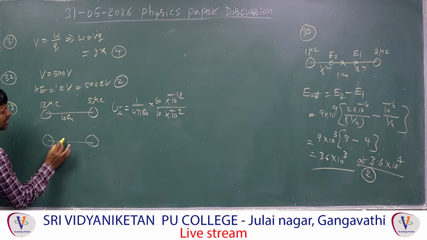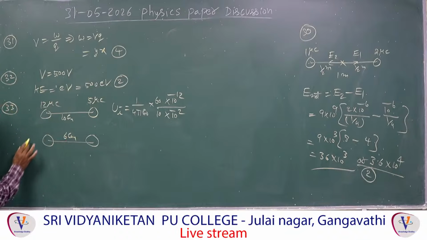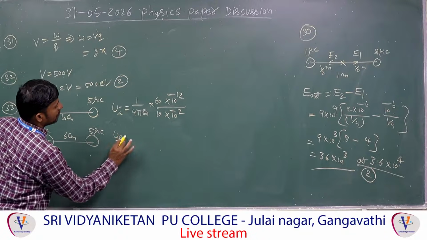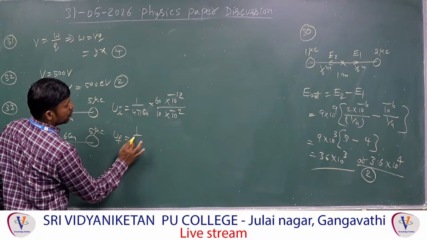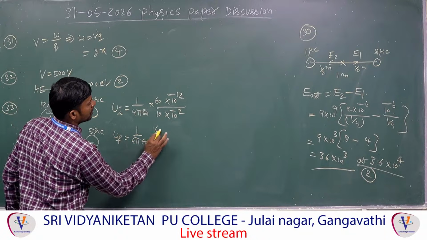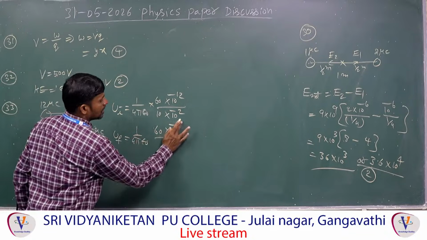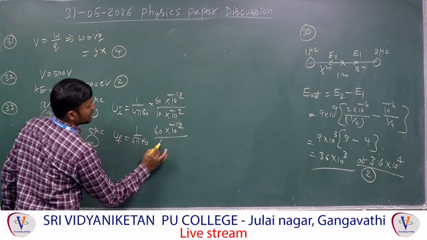4 centimeter closer means the remaining distance is 6 centimeters. This one is 12, this one is 5. What is the final potential energy? 1 by 4 pi epsilon naught Q1 Q2 by how much distance? 6 centimeter.